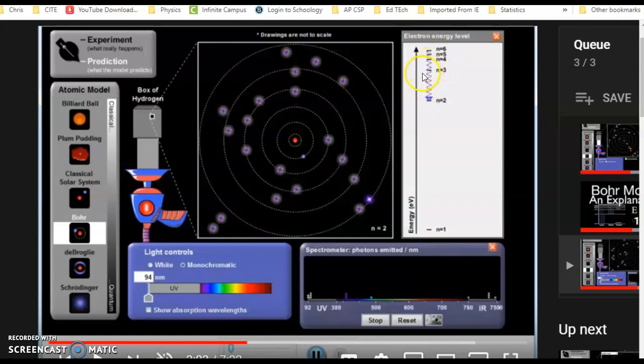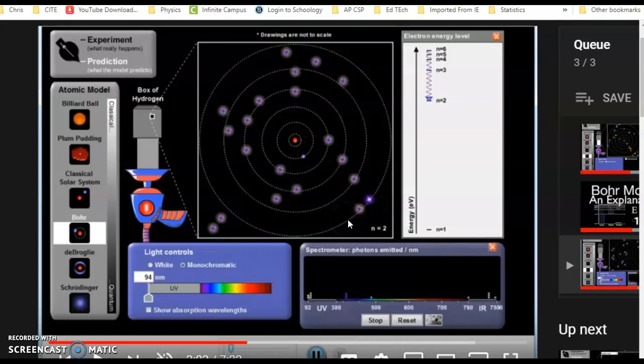So that photon is going to have a very specific amount of energy. It's going to have the amount of energy that is the difference between two energy levels, which is why we only get very specific photons coming out. What this is tracking down here is all the photons that come out as electrons transition from a high energy state down to a low energy state.